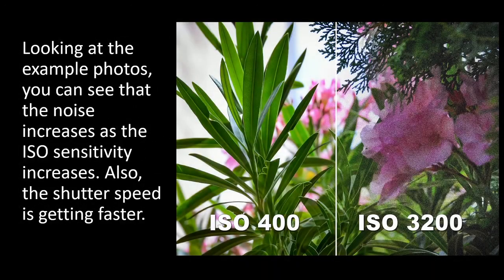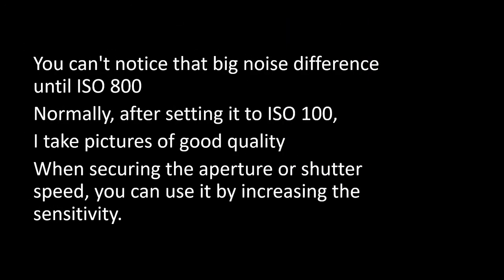Looking at the example photos, you can see that the noise increases as the ISO sensitivity increases. Also, the shutter speed is getting faster. You can't notice a big noise difference until ISO 800. Normally, I set it to ISO 100 and take pictures of good quality. When securing the aperture or shutter speed, you can use it by increasing the sensitivity.